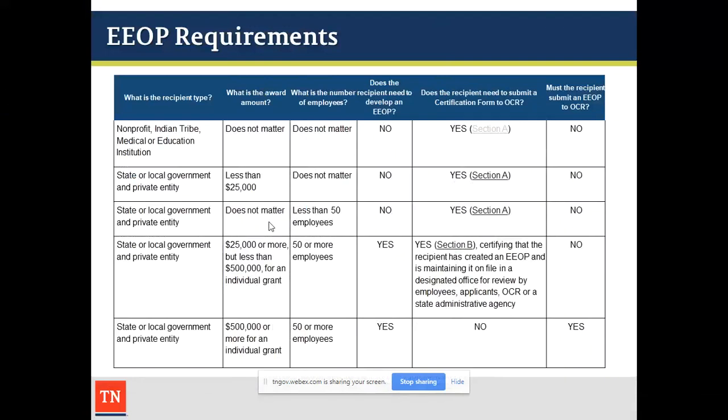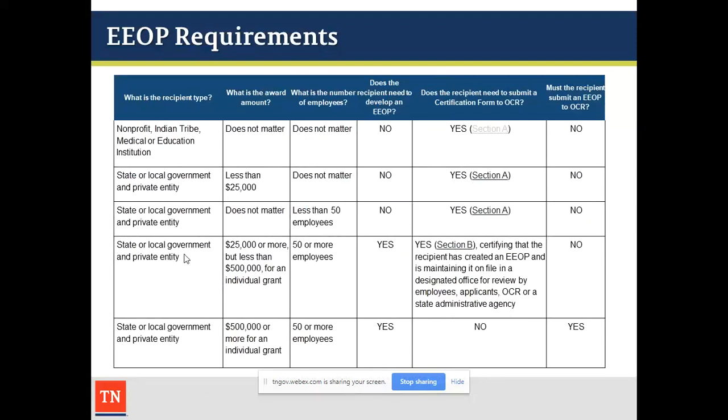As we go through this chart, we see that if you are a state or local government, but you have less than $25,000 in your award, then you would fill out Section A. Or if you are a state or local government and you have less than 50 employees, then you would fill out Section A. So these guys are exempt, these first three lines.